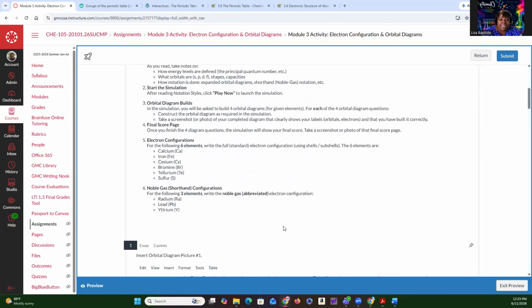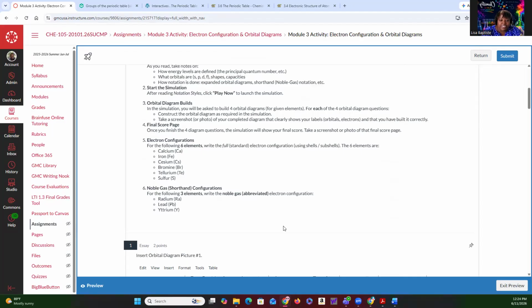Orbital diagram builds. In the simulation, you'll be asked to build 4 orbital diagrams for given elements. For each of the 4 diagram questions, construct the orbital diagram as required in the simulation. Take a screenshot or photo of your completed diagram that clearly shows your labels, orbitals, electrons, and that you have built it correctly. The final score page. Once you finish the 4 diagram questions, the simulation will show you your final score. Take a screenshot or photo of that final score.